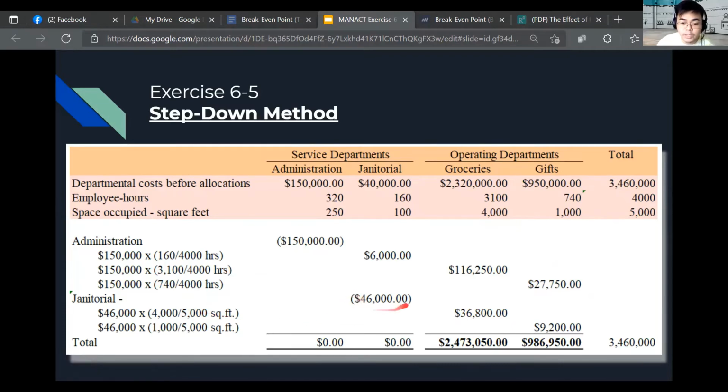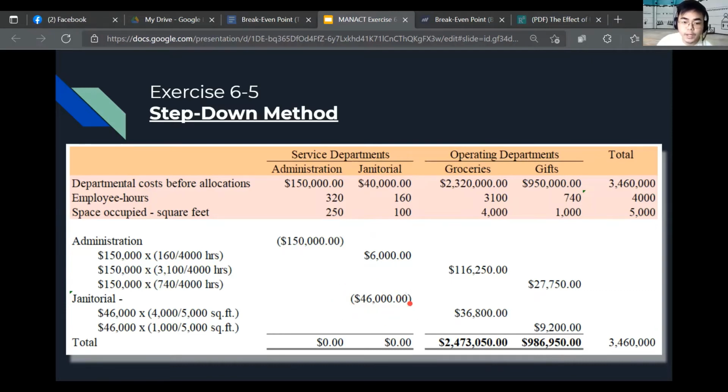So as you can see, the cost after allocation, the cost before allocation, parang nag-add siya for the 40,000 for the initial cost of janitorial. So na-add yung 6,000 na nakuha natin from the administration. So we total it to 46,000, and 46,000 will be allocated now to the two operating departments.